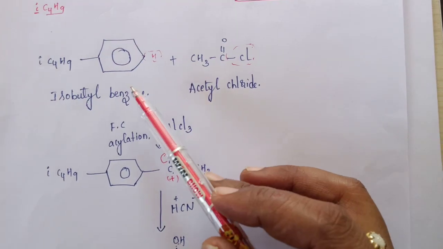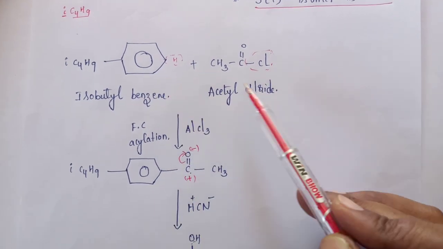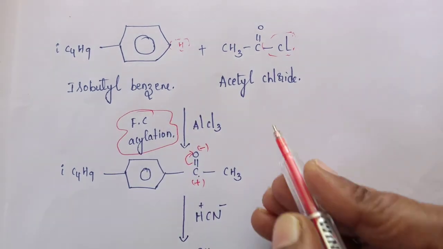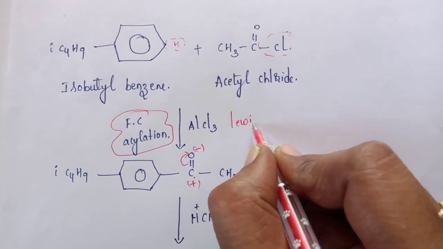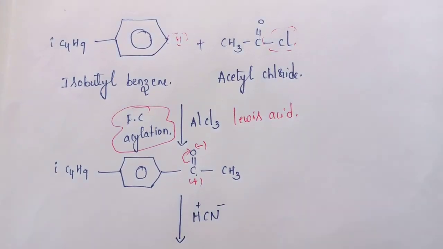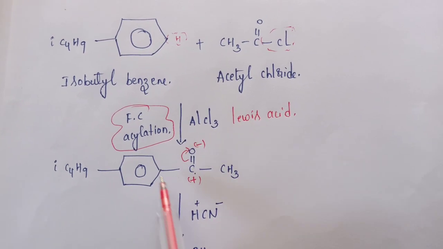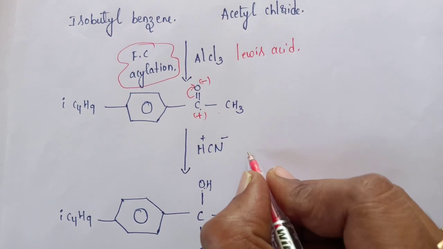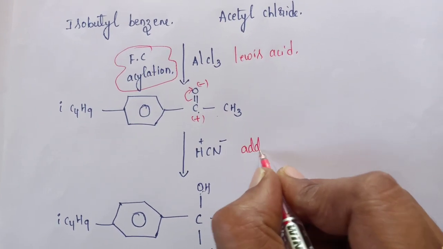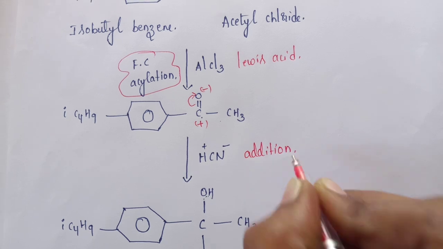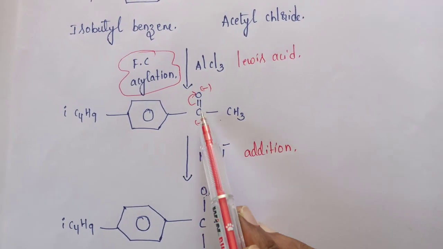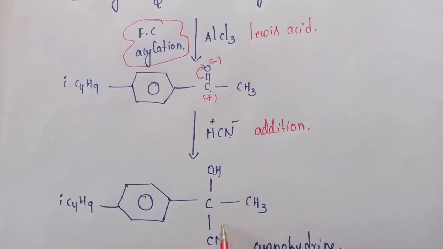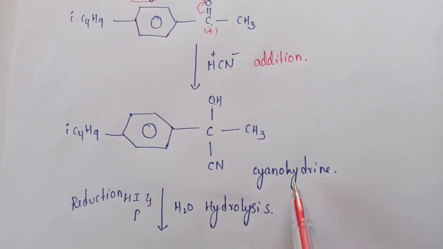Let me give a glance at the synthesis. First, the starting material isobutyl benzene reacts with acetyl chloride by Friedel-Crafts acylation in the presence of a Lewis acid, and finally it gives an acetylated derivative. The acetylated derivative undergoes an addition reaction with hydrogen cyanide. Because of the presence of the carbonyl carbon, it undergoes nucleophilic addition. Finally it gives a molecule, the cyanohydrin.